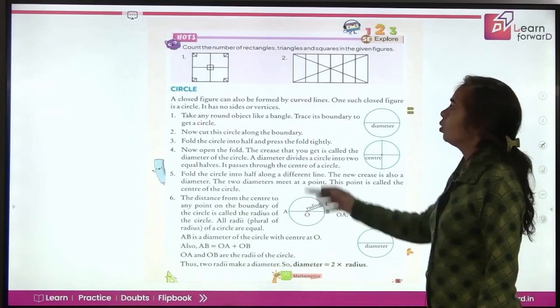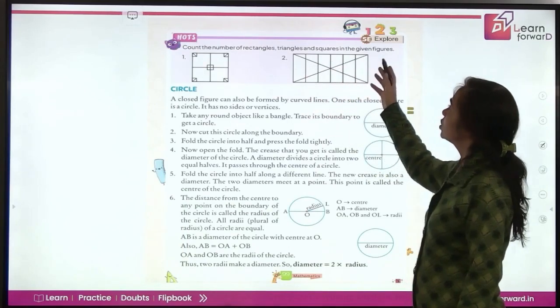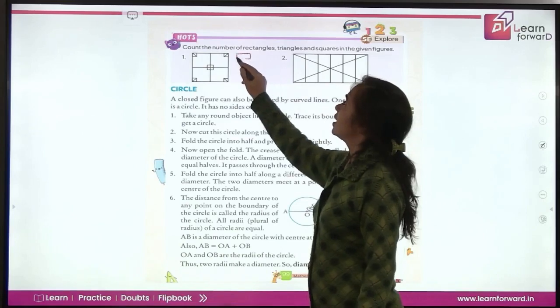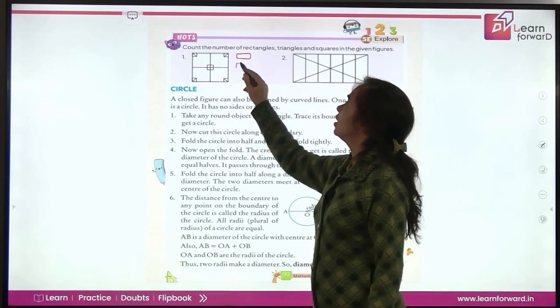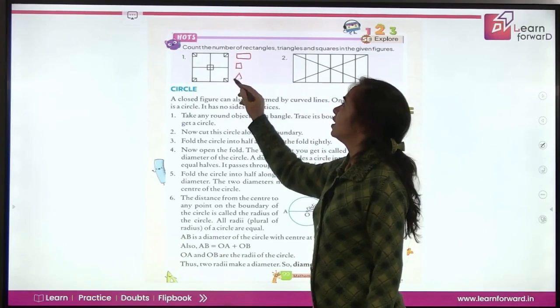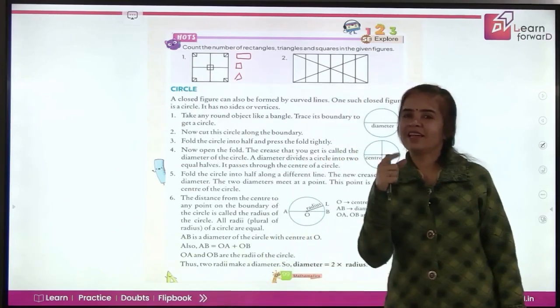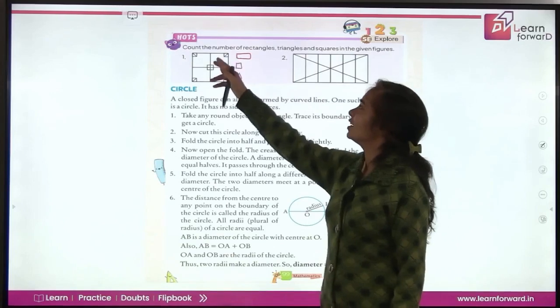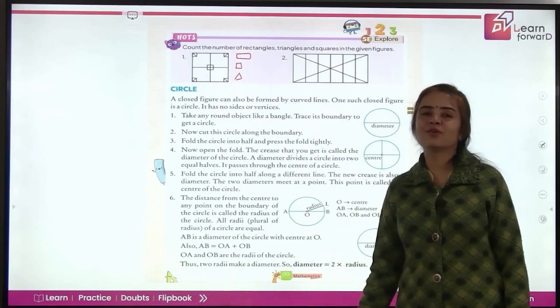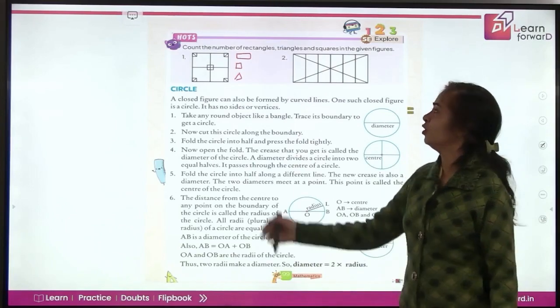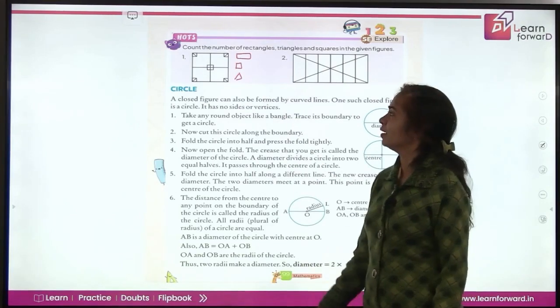Coming to next, count the number of rectangles, triangles and squares in the given figures. So you have to count the rectangles are like this, squares are all sides equal, and these are your triangles. So what do you see here? This is your carom board. So just count here how many rectangles, squares and triangles are there. You can color them also to make it more beautiful and then write the number here.